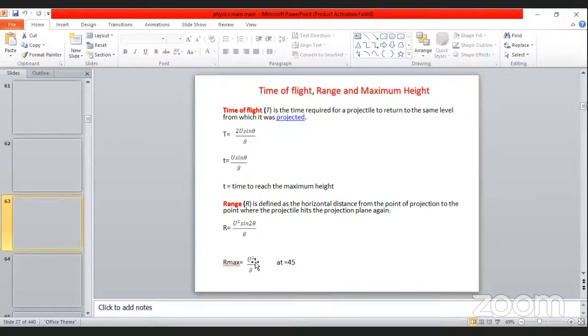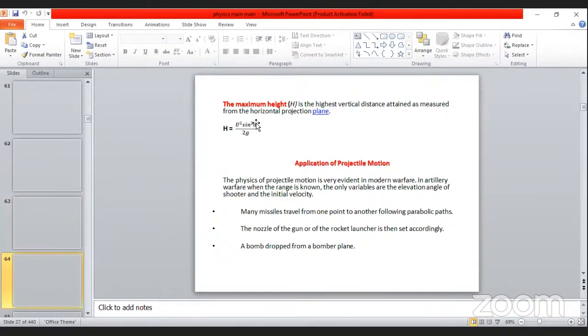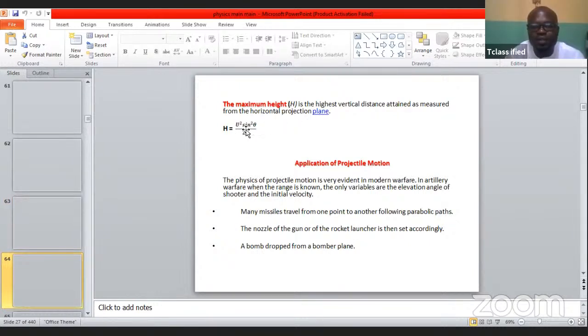Then the formula for maximum range. So these are just the formulas that I just gave you. This is the maximum height formula: u squared sine squared theta over 2g. Can you see that, Chika?